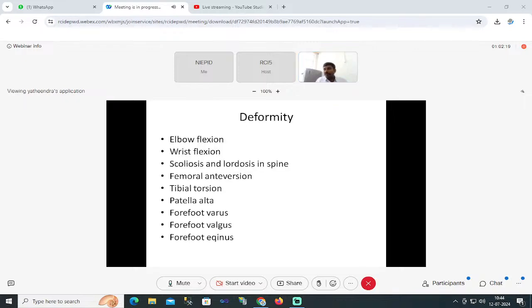So what deformities will be seen? After mobility is affected, we need to look for a number of deformities. That is elbow flexion, wrist flexion deformities, scoliosis, lordosis, femoral anteversion, tibial torsion, patella alta, forefoot varus, forefoot valgus, forefoot equinus. All these things are the different categories of abnormalities that will be seen.